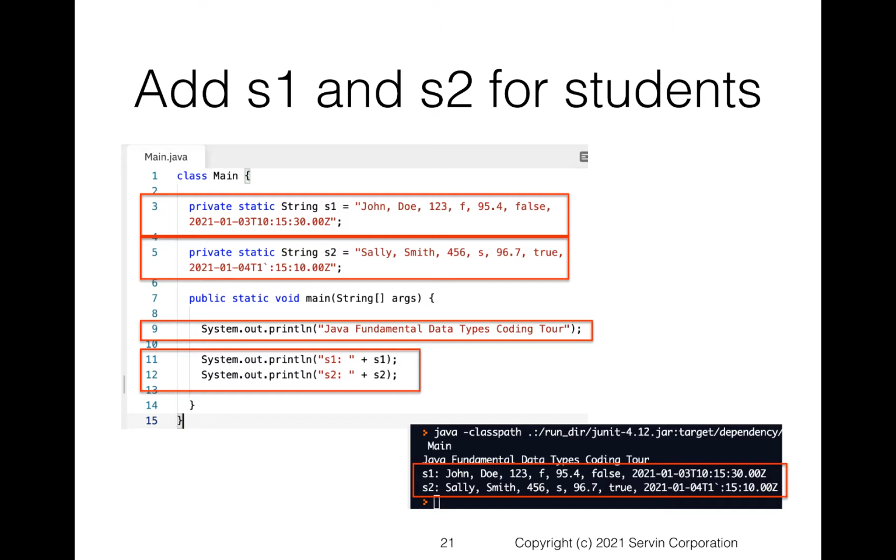So here we're going to add a private string S1 for John Doe, and we'll have an S2 for Sally Smith. And basically, we'll have this string data. Notice it's in comma-separated format. And to confirm that we have that, at line 11 and 12, we'll actually print out those values. And indeed, we see them appear on the console output.